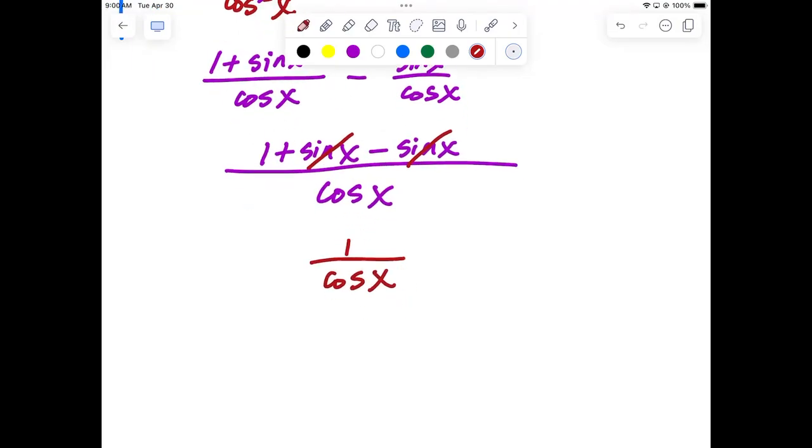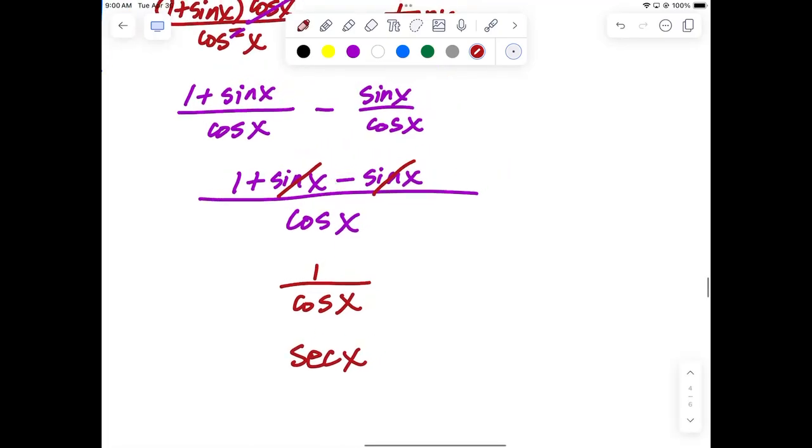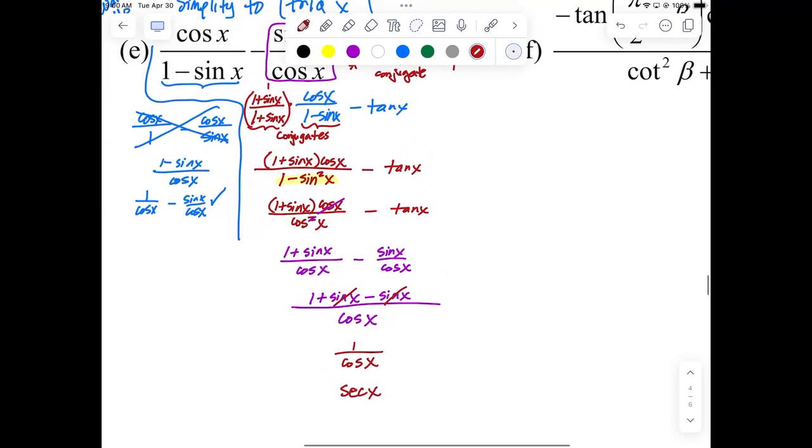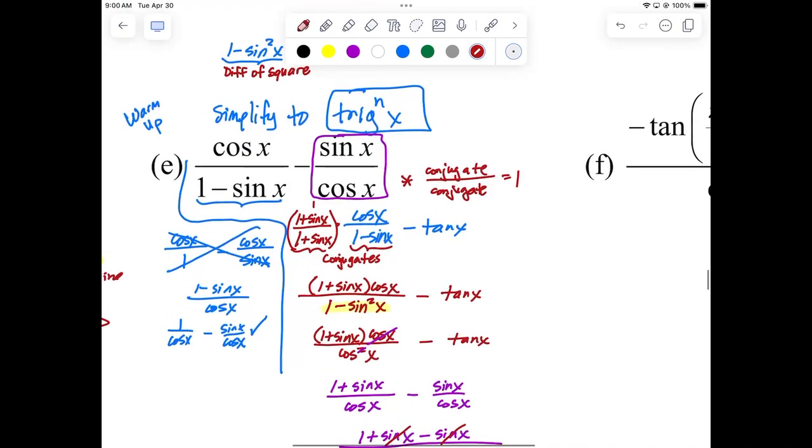Now, what's another name for 1 over cosine of x? Secant to the first power of x. Did we simplify it down to a single power of a single trig function? Absolutely. Now, you know what we created? If you look at this original expression up here, this entire original expression is really just equal to secant of x. That's a new identity.